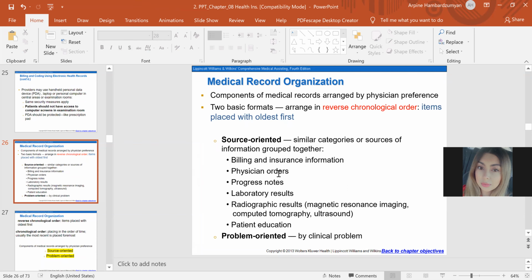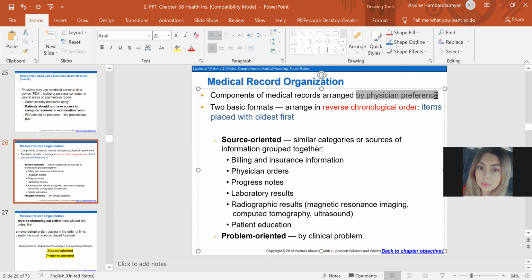So we have special orders for putting in the patient information. It depends on physician preference. This doctor likes this way, another likes another way, or it depends on office rules. So you can arrange in reverse chronological order or in chronological order.